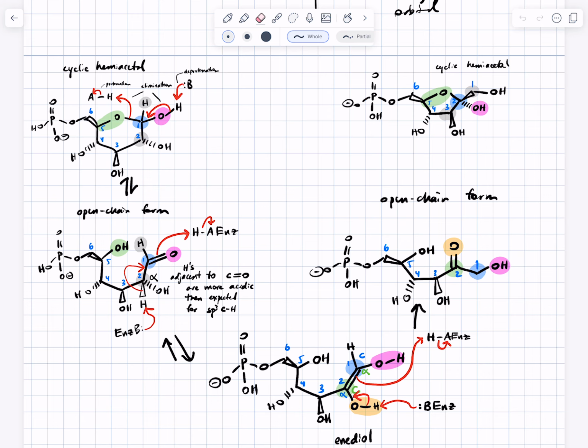So in that dihydroxyacetone phosphate, C2 is the ketone.